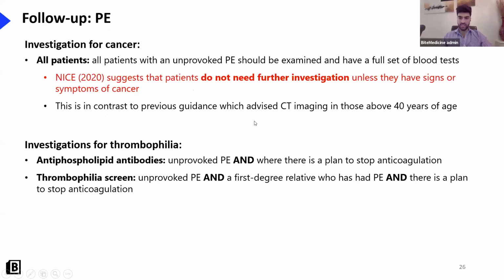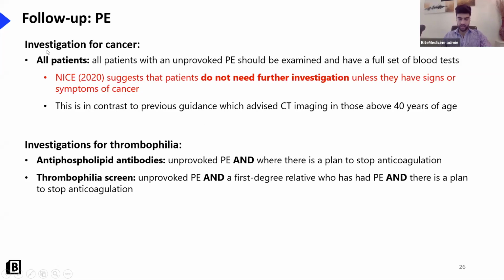And this is essentially what NICE say in a nutshell. So investigations for cancer, every patient should be examined. So every patient with an unprovoked PE should be examined and have a full set of blood tests, because you need to try and figure out why, people don't just have PEs for no reason. There may be an underlying reason, and you need to try and look for that, because they may have an underlying malignancy, for example. So you examine the patient, you do a full set of blood tests. If those are all normal and there's no evidence of cancer, then you do not need to further investigate the patient. The old guidelines said all patients with an unprovoked PE above 40 should have CT imaging, particularly of the abdomen and the pelvis, to look for a malignancy.